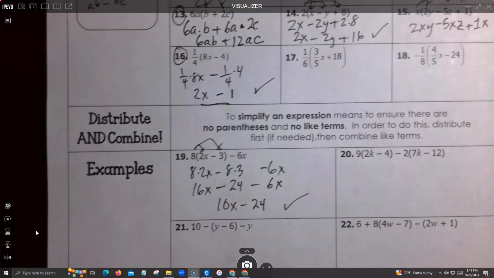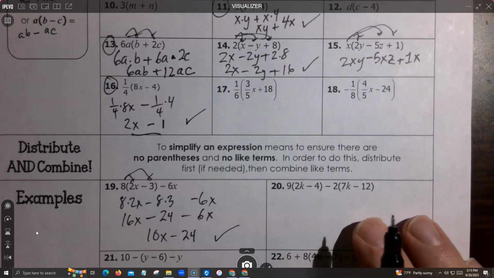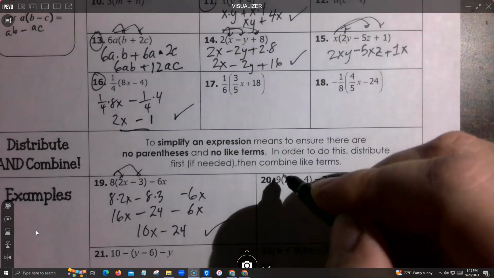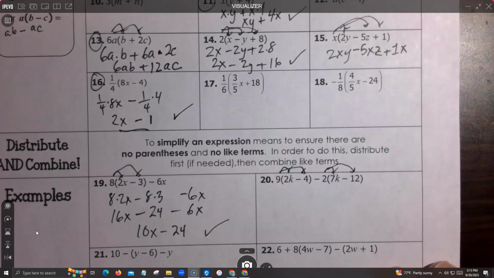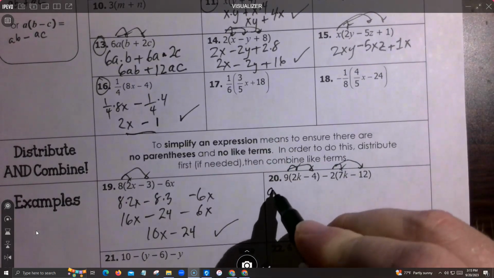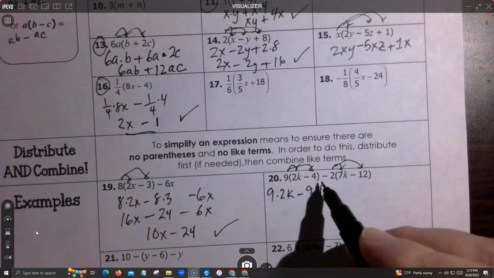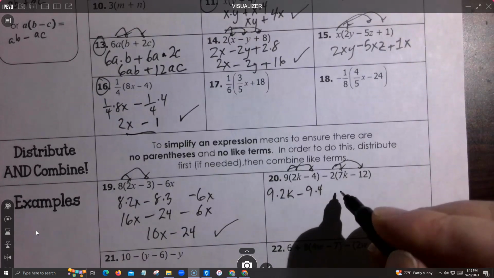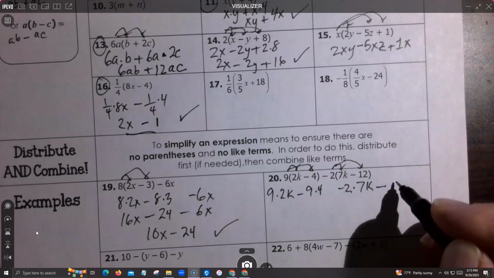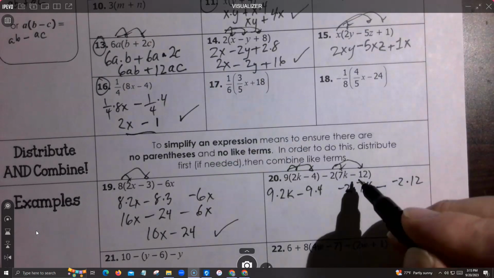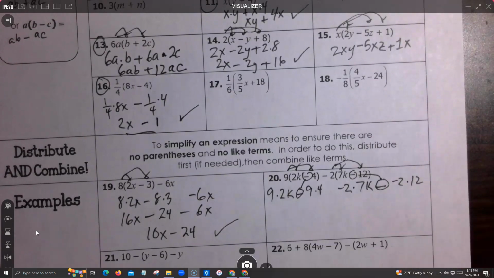Okay. Alright, number 20 is a little bit more complicated. It's got double distributive property. You might have that on SOL. I'm not quite sure, but we're going to do the distributive property here, and then we're going to do the distributive property here. Okay. So the first one's going to be 9 times 2k minus 9 times 4. Okay, and what I'm going to do is I'm going to treat this as a negative 2. So I'm going to do negative 2 times 7k minus negative 2 times 12. Again, the minus sign here is matching this minus sign. This minus sign here is matching that one.